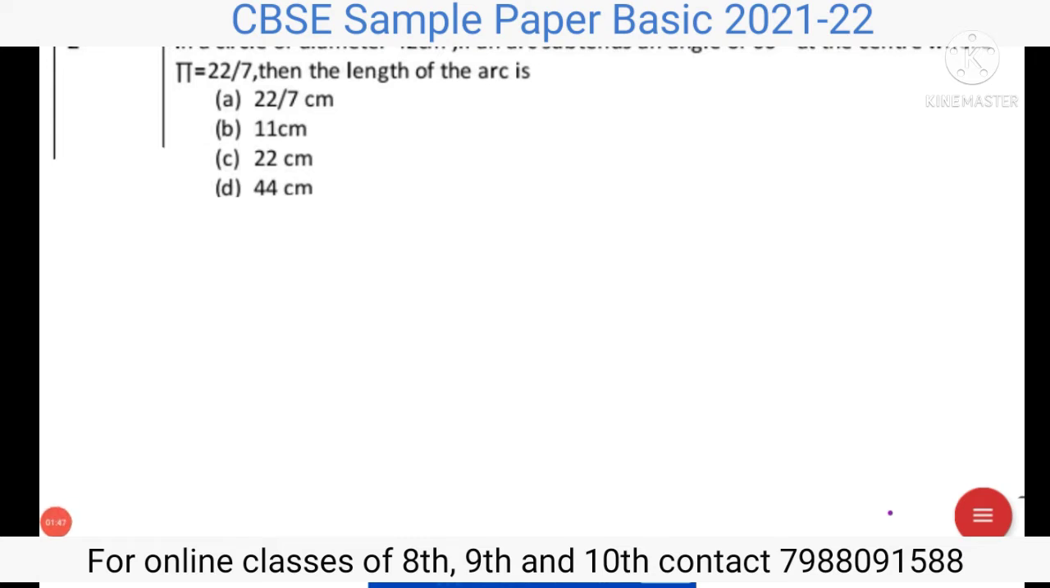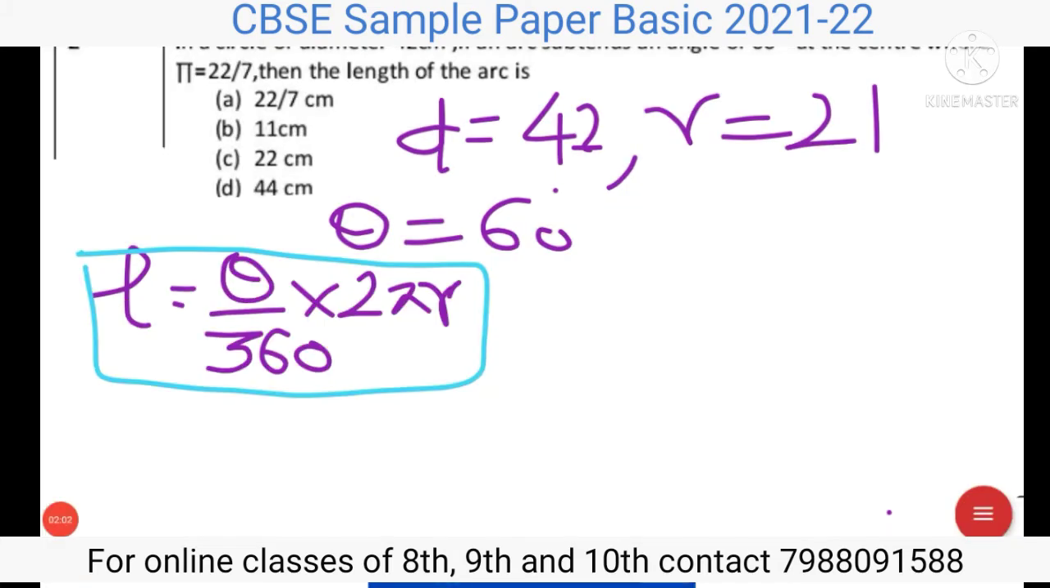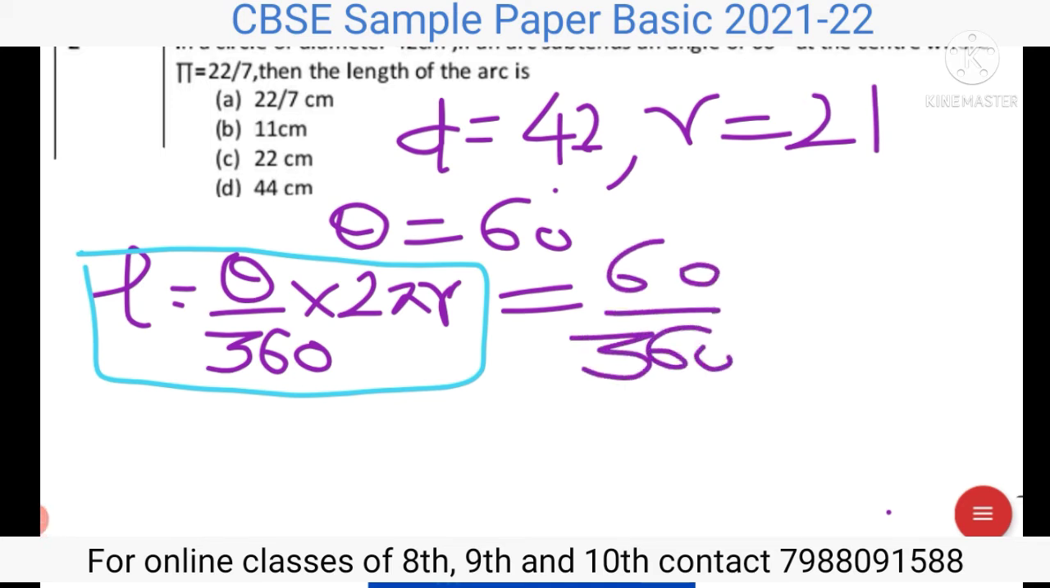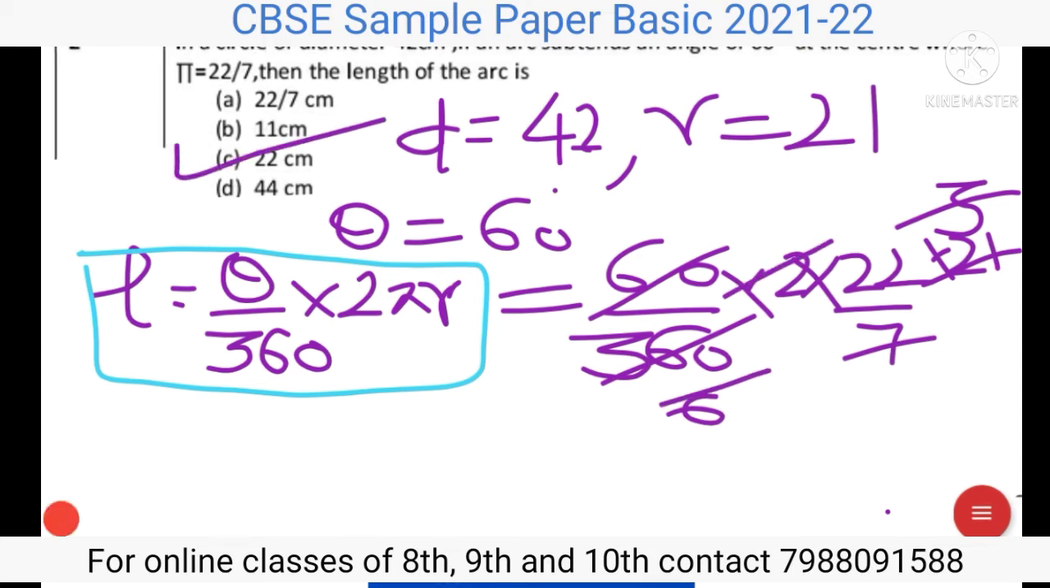Question number 2 says that in a circle of diameter 42 centimeter, an arc subtends an angle of 60 degree. So radius is 21 and we have to find the length of arc, and theta is given to be 60 degree. So formula for length of arc is theta by 360 into 2 pi r. So let's put in the values. 60 by 360 into 2 into 22 by 7 into 21. And on cancellation, I get 6 in the denominator. Then 7 3s are 21 and 2 into 3, 6. So 22 is the answer and C is the right option.